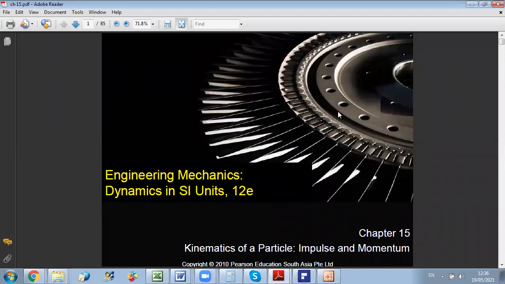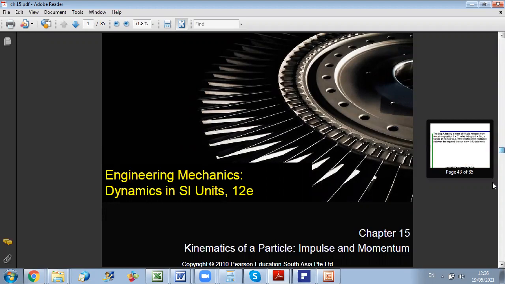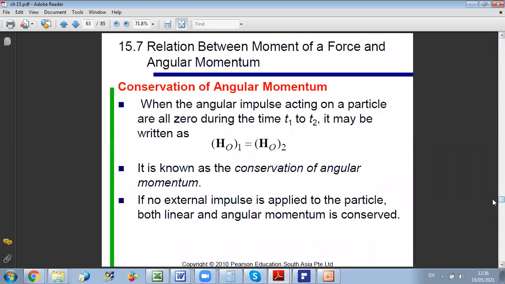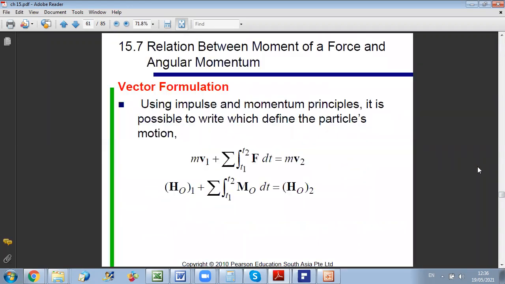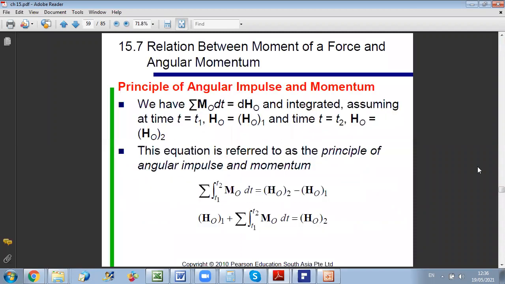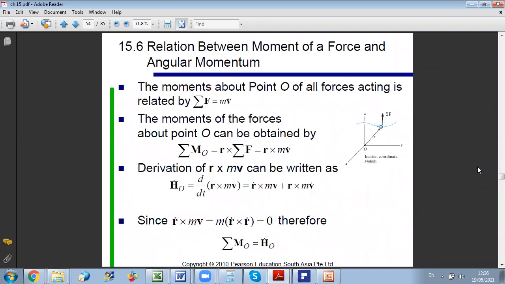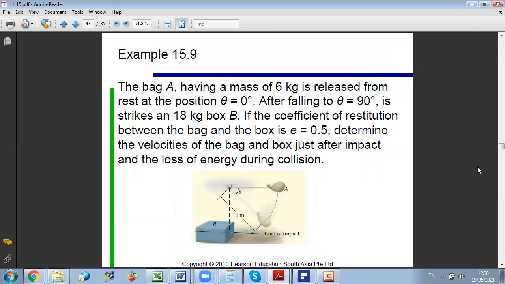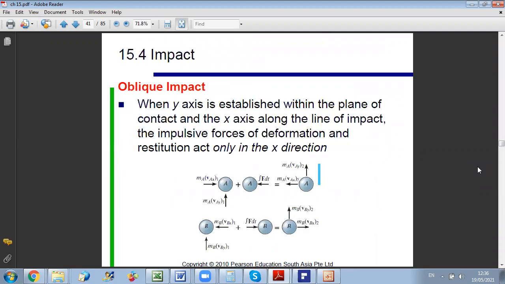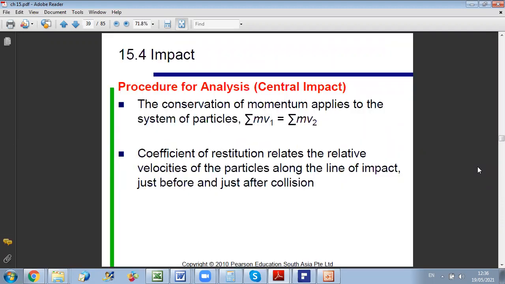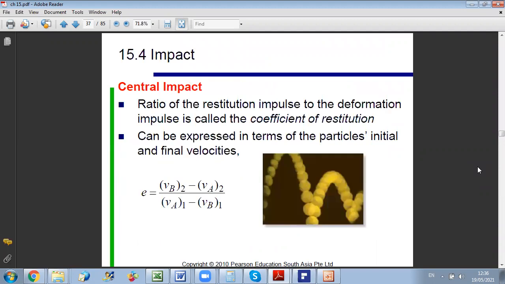Last time we introduced chapter 15 and we were talking about collisions. We have seen that we can have, if you want, central collision or oblique collision. So let us remember what we were doing here. We were saying that in case of impact, we can have several cases.